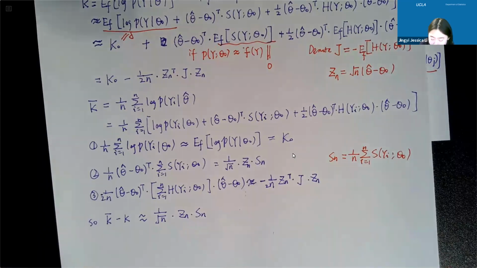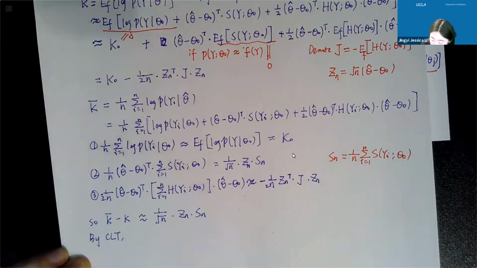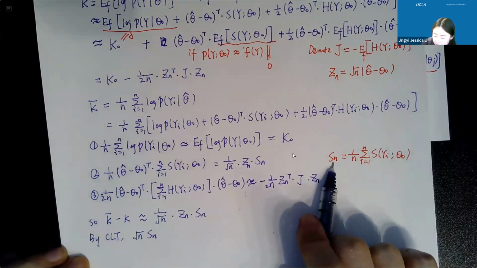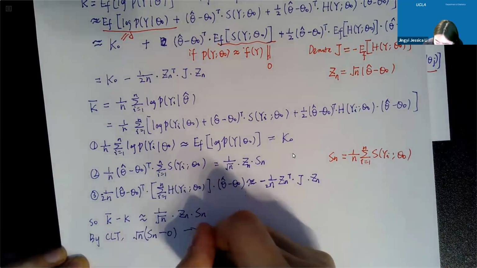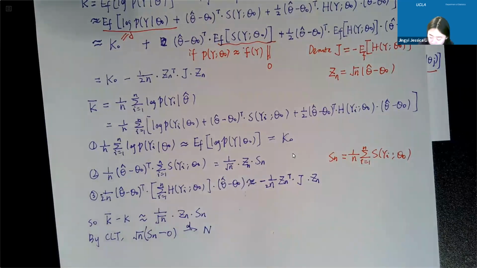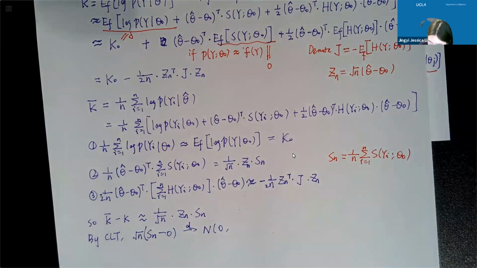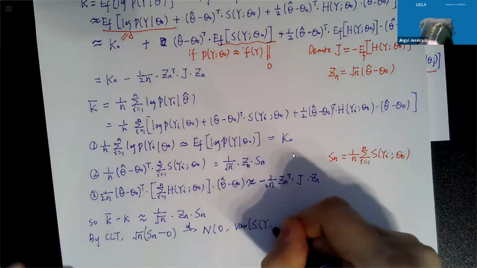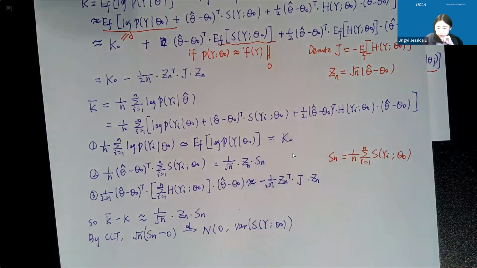And we know that by the central limit theorem, we would have root n times Sn, and we know Sn has expectation equal to 0, so it's Sn minus 0. This converges in distribution to a multivariate normal, which is d-dimensional with mean 0, and the covariance matrix is just the covariance matrix of the score at theta 0. Okay, that's what we can obtain by the central limit theorem.